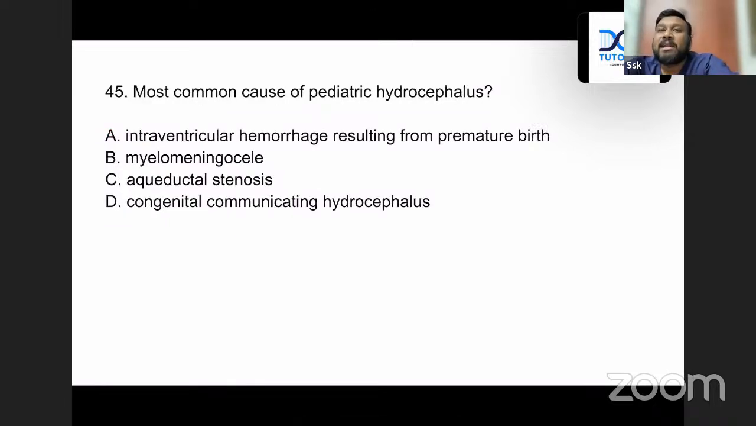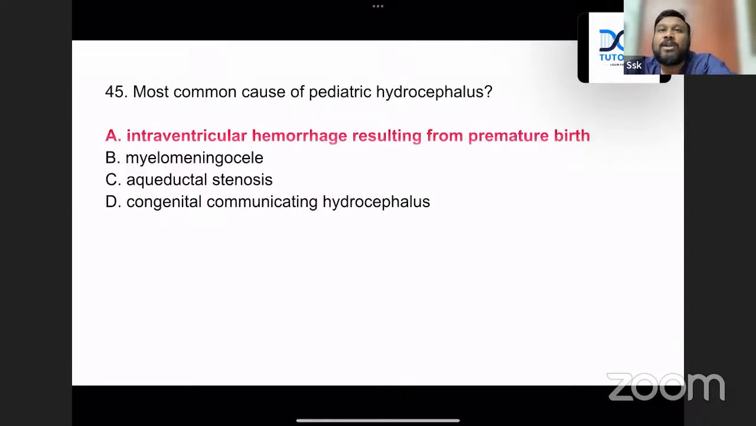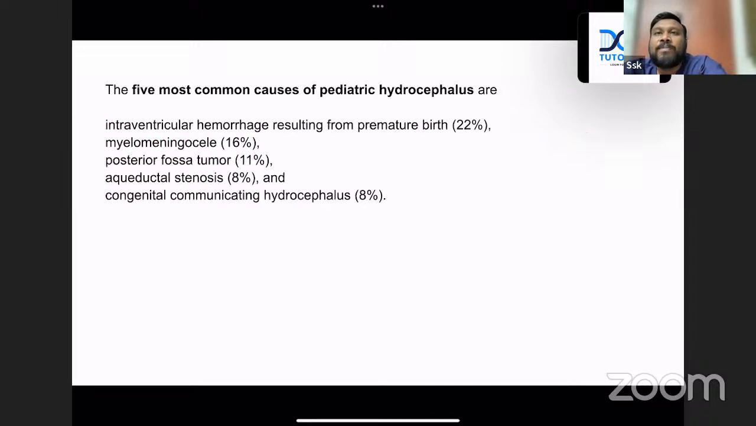Most common cause of pediatric hydrocephalus. So you remember that the most common cause of pediatric hydrocephalus is going to be intraventricular hemorrhage resulting from premature birth. So the five most common causes based on the percentage wise: IVH from premature around 22%, myelomeningocele around 16%, posterior fossa tumor around 11%, aqueductal stenosis around 8%, and congenital communicating hydrocephalus around 8%. So the most common based on this statistics is going to be IVH from premature birth.